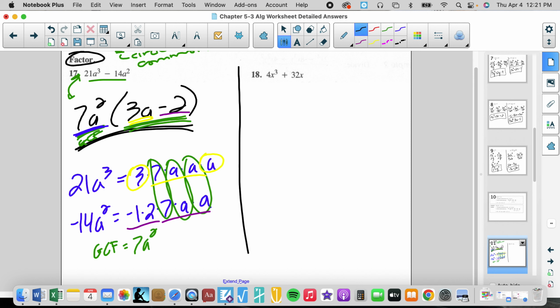We should look at 4x to the third, 32x. We look at the coefficients first. 4 and 32, my greatest common factor is 4. Then we look at x to the third and x. What's the most I can take from both? I can take an x. So if I take a 4x from 4x to the third, that leaves me with x squared. If I take a 4x from 32x, that leaves me with 8. And that would be factoring that binomial.